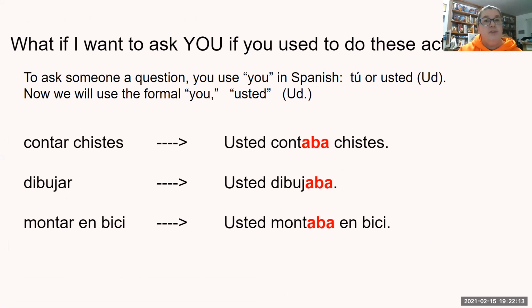To ask someone a question, you use you in Spanish, tú or usted. In the previous videos, we used tú to be informal. Now we're going to use the formal you, usted. Remember, I would use usted to talk to your parents. Even if I'm older than they are, it's still a sign of respect to use usted. I would use usted with a boss. So, usted contaba chistes. Usted dibujaba. Usted montaba en bici. I hope you're trying to say them out loud. Feel free to take some notes as you go along.